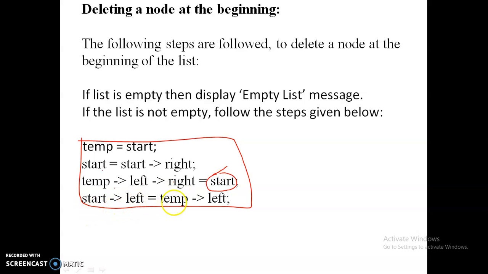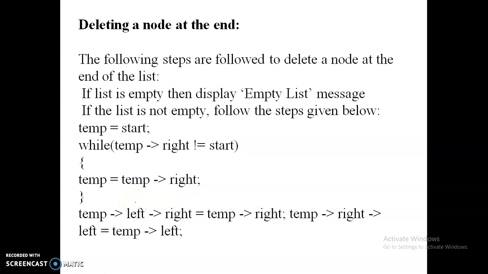Next, start of left is temp of left. Whatever address is already in temp of left, the address of the last node, is assigned to the current starting node's left. That is, our last node becomes the previous node for this one. Check the code. Deleting at the end is also similar, so check the code and execute it.